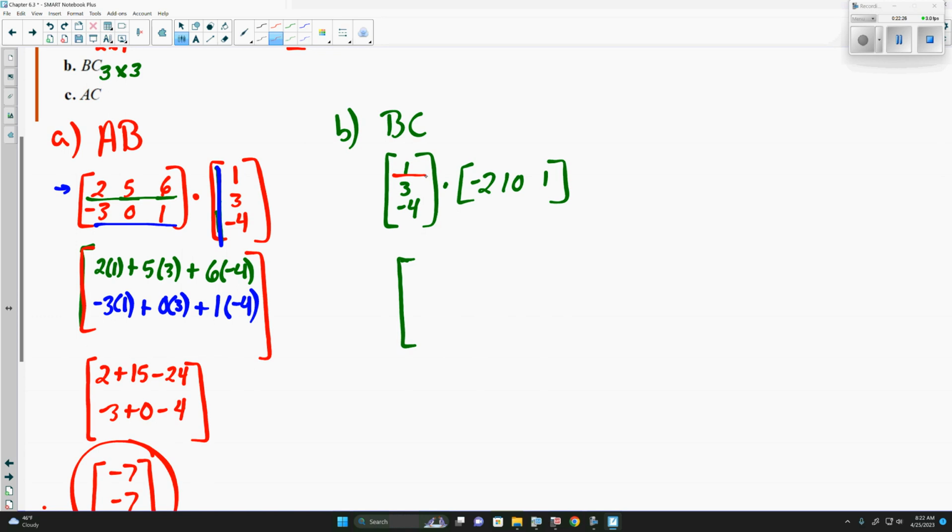So again, just like we did with the first one, we're going to multiply the first row with the first column. And since there's only one of them, that's all we have, 1 times negative 2. Then we'll keep going. We'll do the first row with the second column, which is 1 times 10. And we'll do it again. First row, third column, which is going to be 1 times 1.